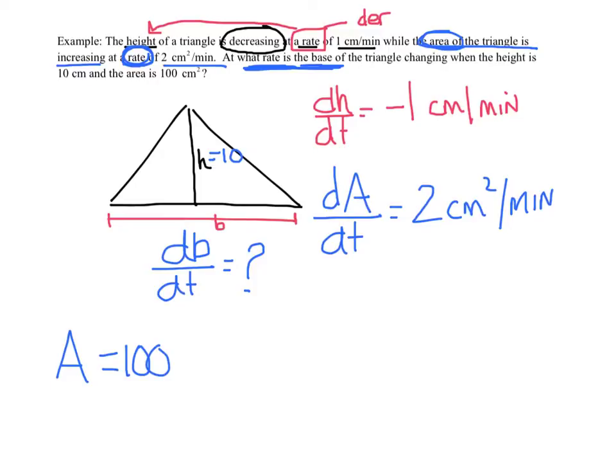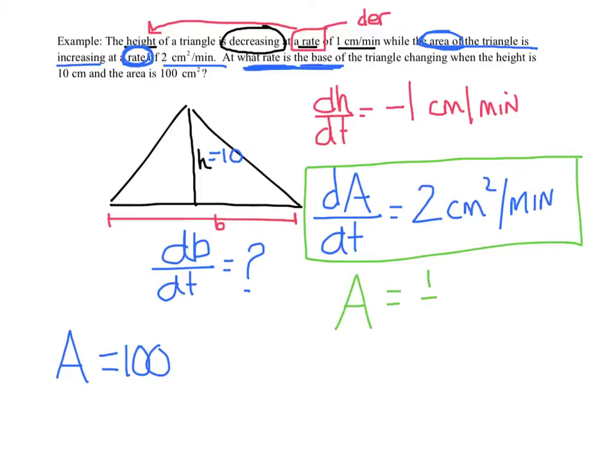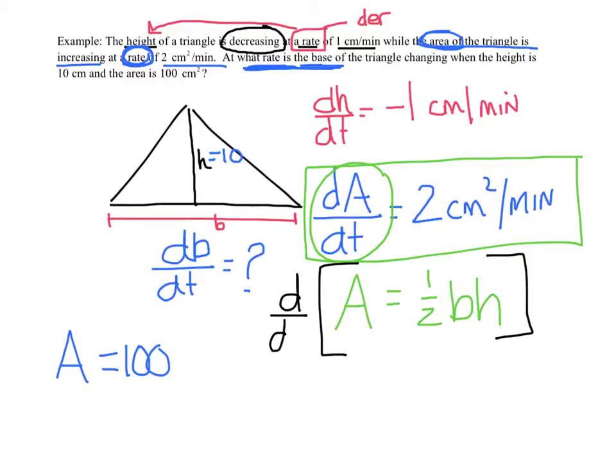And I'm going to say, they told me something about the derivative of area. So since I know the derivative of area, that's implying I probably need the area formula. So area equals 1/2 base times height. Okay, area equals 1/2 base times height. Now, since they brought up dA/dt, the derivative of area, that's what I'm going to do. I'm going to take this guy's derivative, so bracket it in, with respect to time.